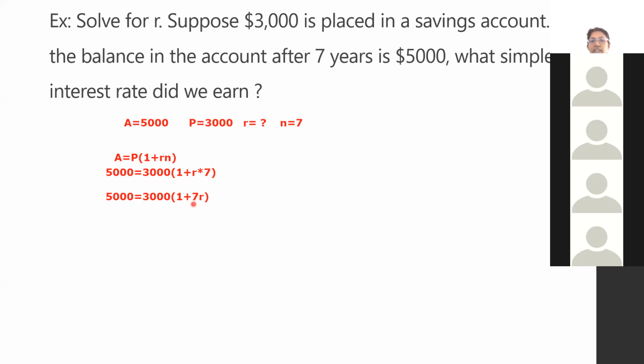The other way is, we can take this 3,000 to this side, which means here it is a multiplication. When it goes to your left hand side, it will become a division.